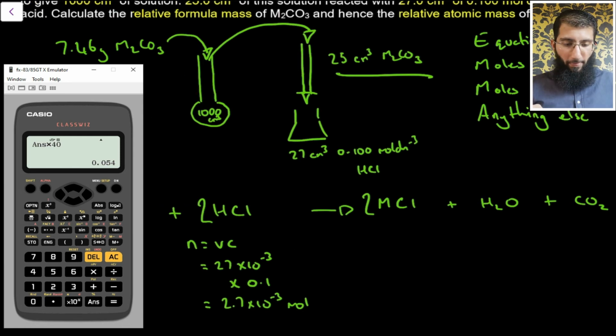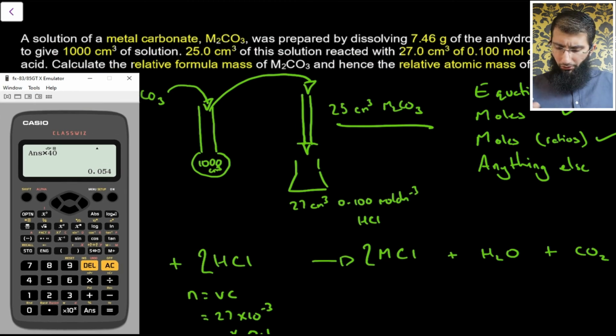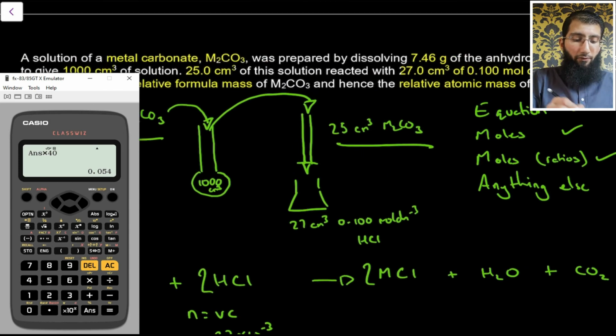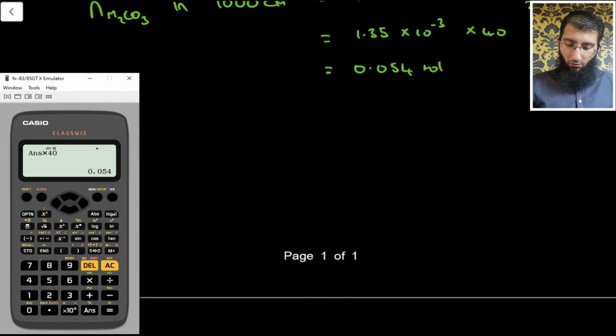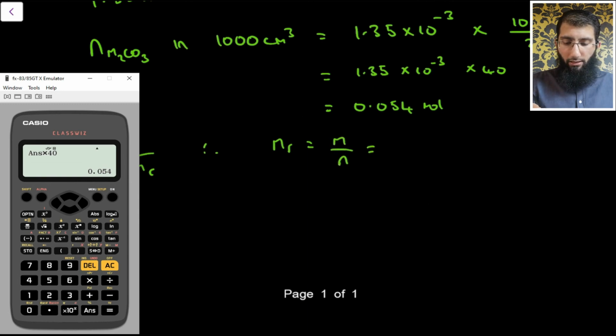Okay, so anything else? We're asked to work out the relative formula mass in this question and thus the relative atomic mass of metal M. So to do this, I know the number of moles in 1000 centimeters cubed, and I also know that in this solution I started off with 7.46 grams of metal carbonate. So I know that the relationship between moles and mass is n equals m over Mr. Therefore, Mr, the relative formula mass, is equal to m over n. I know m, which was 7.46 grams, divided by n, which is what I've just worked out, 0.054.